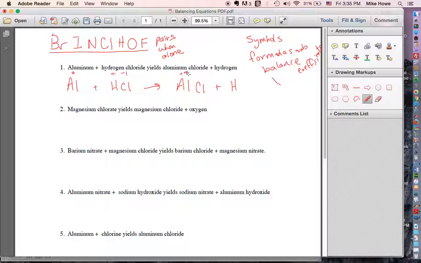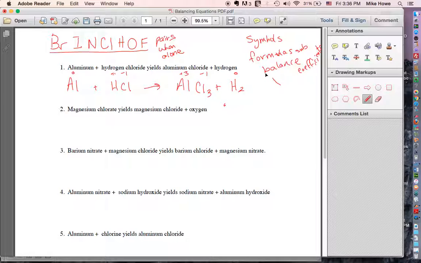Aluminum is +3, chlorine's -1. And there you're going to have to make an adjustment. So if that's a 3 and that's a 1, you're going to need to multiply this one by 3. So we've got a -1, you've got to multiply by 3, so that 3 times 1 is equal to the +3. Hydrogen's by itself, so its charge is 0, but hydrogen is on the Brinkelhoff list, so it has to be H2. Now we've done step 2. We had the formulas correct.